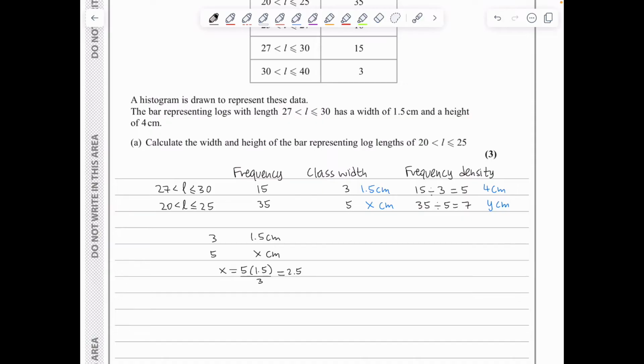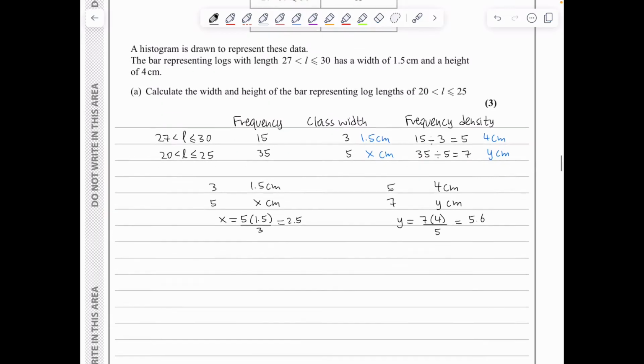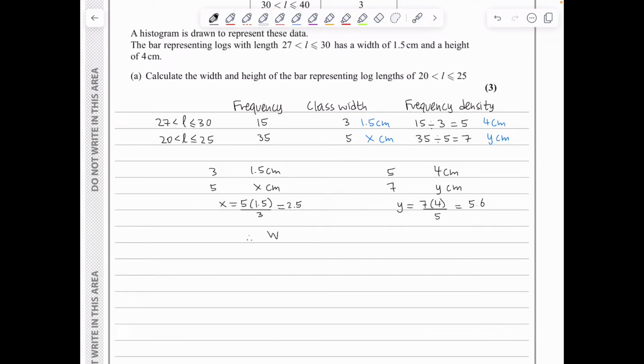Whereas for the frequency density, we've got 5 needing 4 centimeters, and we say 7 will require Y centimeters. So Y will be 7 times 4 over 5, which is equal to 5.6. And therefore we conclude that for this bar, the width turns out to be 2.5 centimeters, whereas the height was found to be 5.6 centimeters.